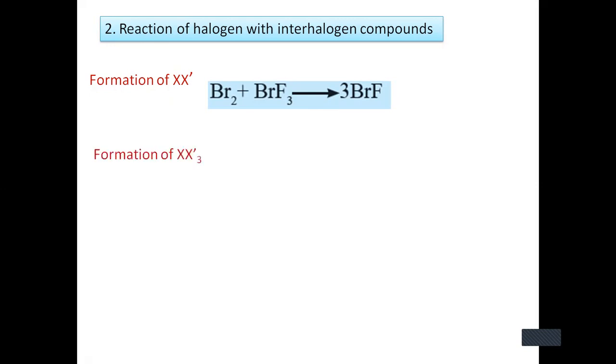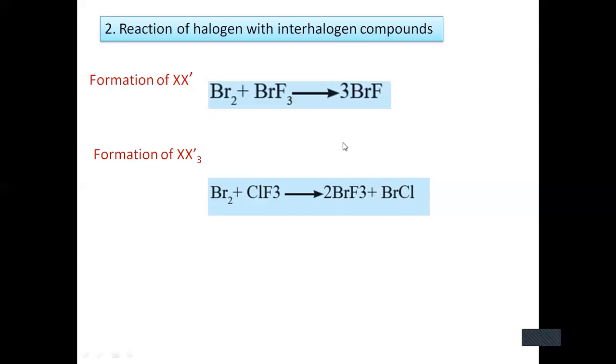Similarly, another example is the formation of XY3 compounds. If bromine is reacted with ClF3, the bromine replaces chlorine, and a new type of interhalogen compound is formed. You see here, in the starting material chlorine is the central atom, but in the product bromine is the central atom. And BrCl is the side product here. Again, these are interhalogen compounds of XY type.